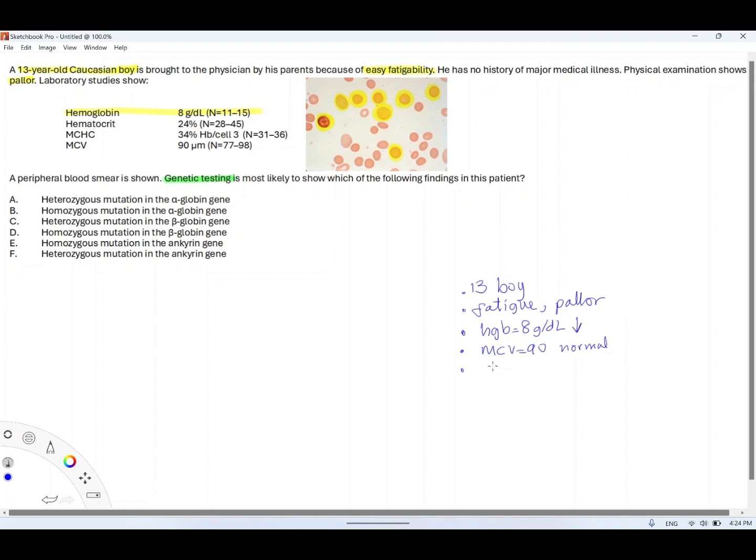Plus, what do we see in the peripheral smear? We see spherocytes, and we see reticulocytes. You're not going to see a lot of reticulocytes compared to spherocytes. Reticulocytes greater than 1% indicate hemolytic anemia. But regardless, when you look at it, this person has anemia. On top of that, you see spherocytes and reticulocytes. I'm going to conclude that this is hereditary spherocytosis.